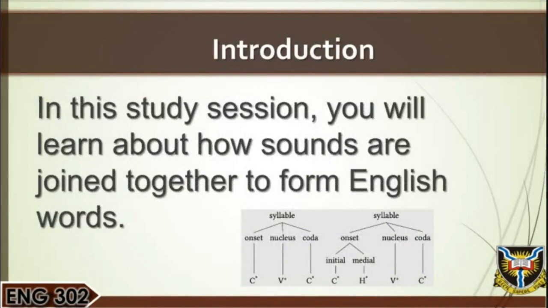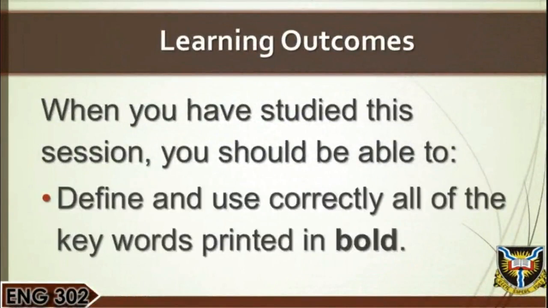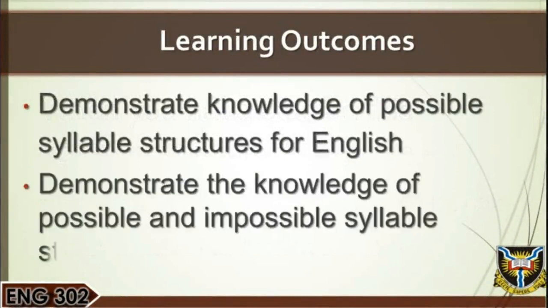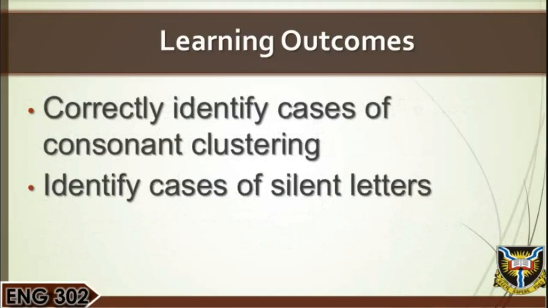Learning outcomes for study section 2. When you have studied this section, you should be able to define and use correctly all of the key words printed in bold. Demonstrate knowledge of possible syllable structures for English. Demonstrate the knowledge of possible and impossible syllable structure. Correctly identify cases of consonant clustering. Identify cases of silent letters.